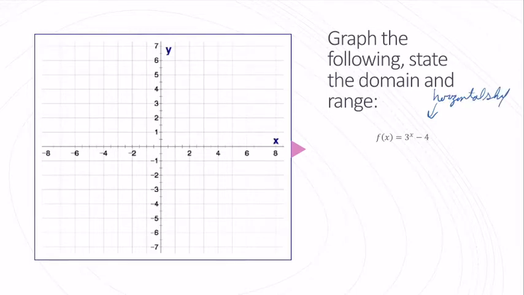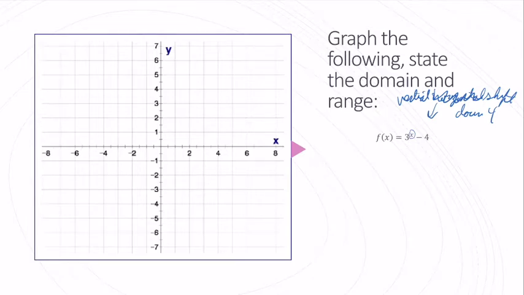In this case, this is an example of a vertical shift. And this is a vertical shift that is down 4, right? If I have it outside, not attached to my x, that's going to be a vertical shift.